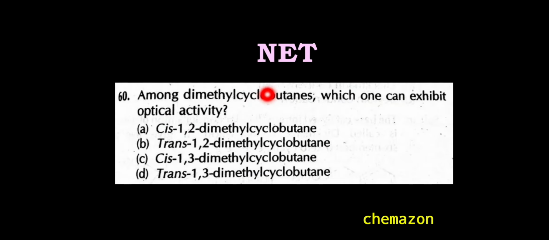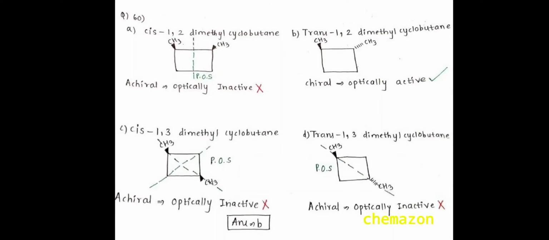This is another question from the NET sample paper which they provide. Among dimethyl cyclobutanes, which one can exhibit optical activity? Again, we have to find out in which of these molecules the plane of symmetry or inversion center is absent; that molecule would be optically active. So let us see the first molecule, that is cis-1,2-dimethyl cyclobutane. It would look something like this.